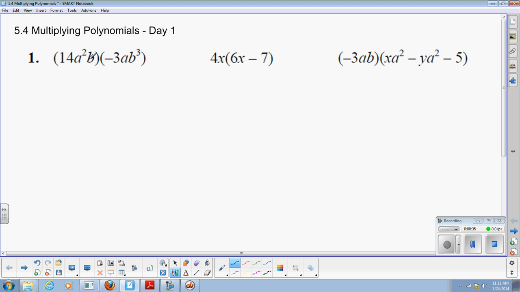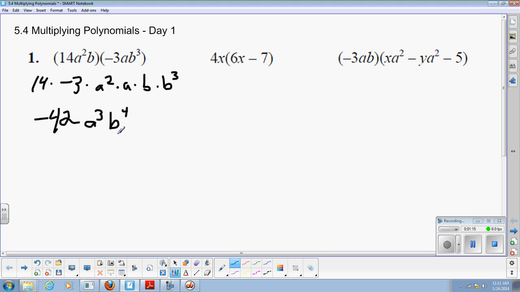You have 14a squared b times negative 3ab cubed. Since this is all multiplication, rearrange it mentally. So I'm going to do 14 times negative 3 times a squared times a times b times b cubed. So now 14 times negative 3 is negative 42. A squared times a, this is a 1 for the exponent here, so it's a cubed. And b times b cubed is b to the 4th power. So I have an answer of negative 42, a cubed, b to the 4th.